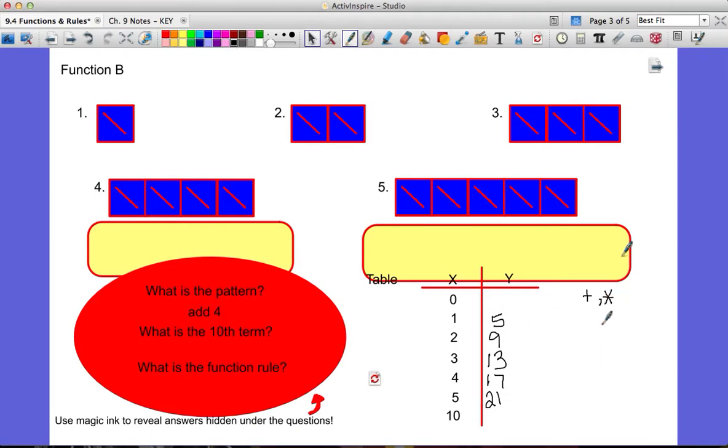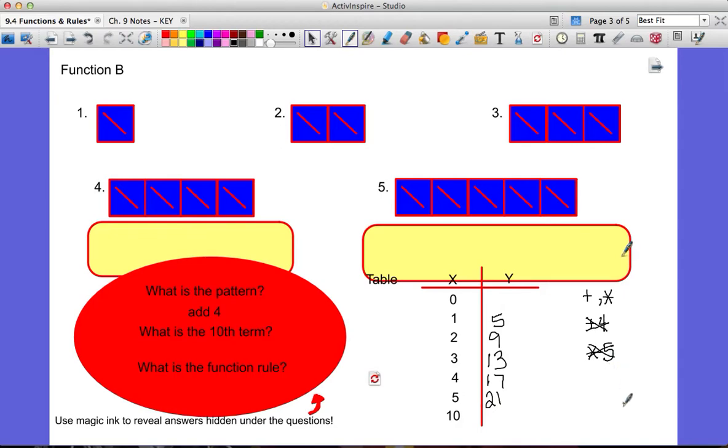So first I try plus 4. It works for 1 to 5, but if I put in 2 as my input and add 4, it does not give me 9 as an output. So plus 4 does not work. Next I can try times 5. It works for the input of 1 and the output of 5, but it does not work for the input of 2 and the output of 9. So this will not work.